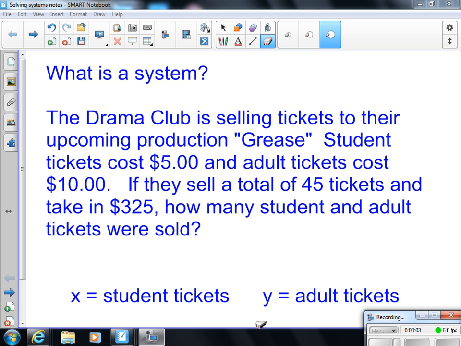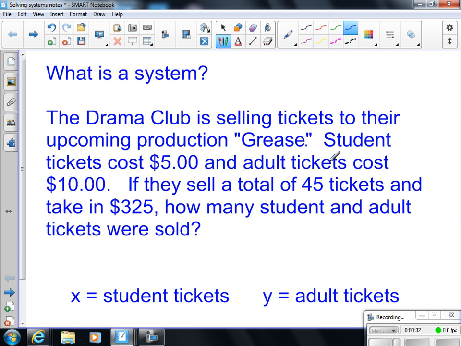Since today we're going to be starting a new unit looking at systems of equations, let's take a look at how they're actually used in the real world. This problem says the drama club is selling tickets to their upcoming production Grease. Student tickets cost $5 and adult tickets cost $10. If they sell a total of 45 tickets and take in $325, how many student and adult tickets were sold?